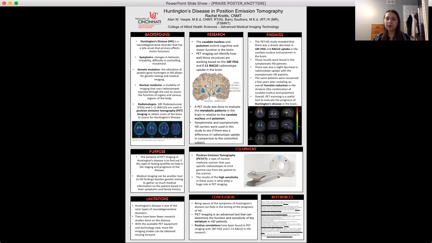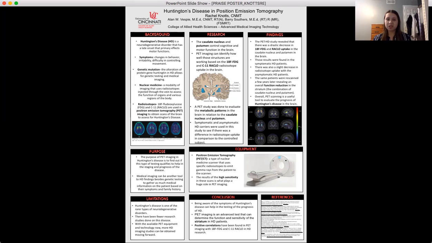Some of the radioisotopes that are used are 18F fluorodeoxyglucose, also known as 18F FDG, and also C11 RACLO. These are used in positron emission tomography, PET imaging, and this is used to obtain scans in the brain to help assess the staging of Huntington's disease.